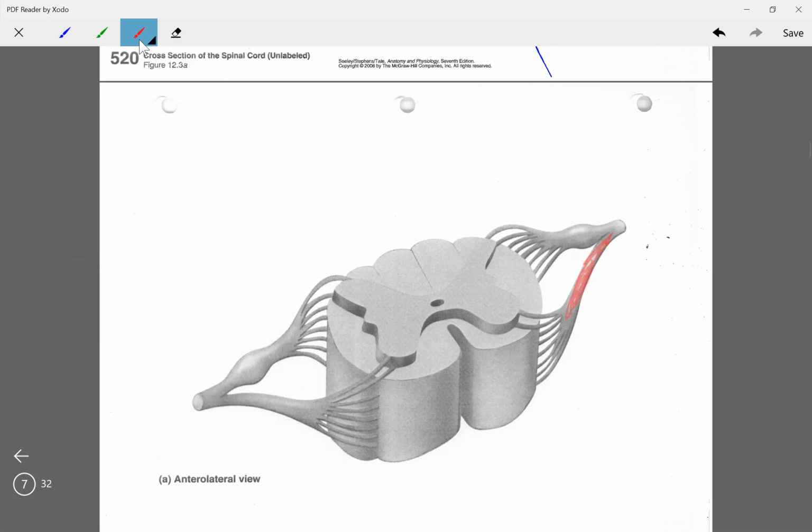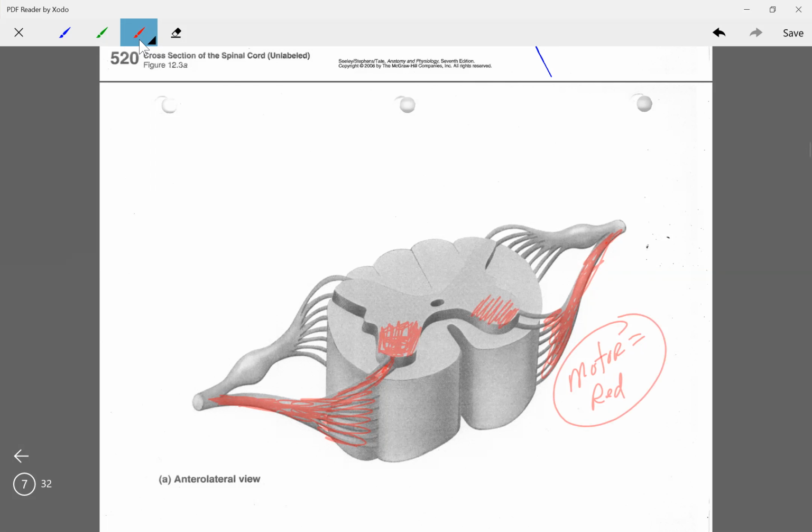All of this in red, and I'm doing red on purpose, because in the book and all the anatomy material, they denote motor in red, and sensory they denote in blue. So everything that I highlighted is going to represent motor.